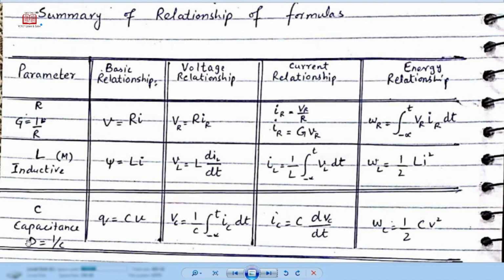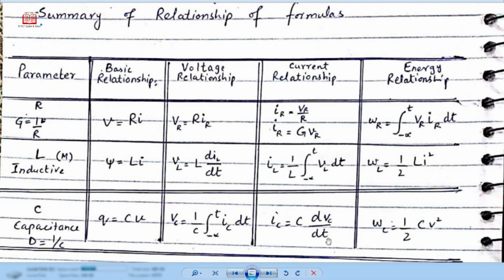And once again, thanks to the inductive circuits, there is always an opposite term in mind. The opposite of the capacitance is the elastance. Elastance is represented with D, and D is equal to 1 over C. Q is equal to CV is the most widely used term in the case of capacitive systems. And VC is equal to 1 over C integral from minus infinity to time t of IC dt. So this is the voltage relationship, and this is the current relationship, I is equal to C dV over dt.